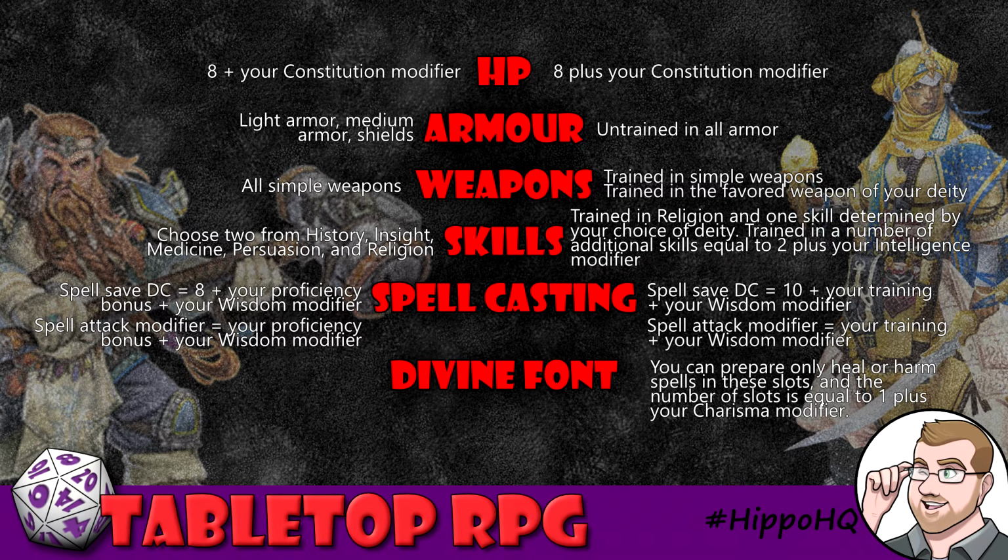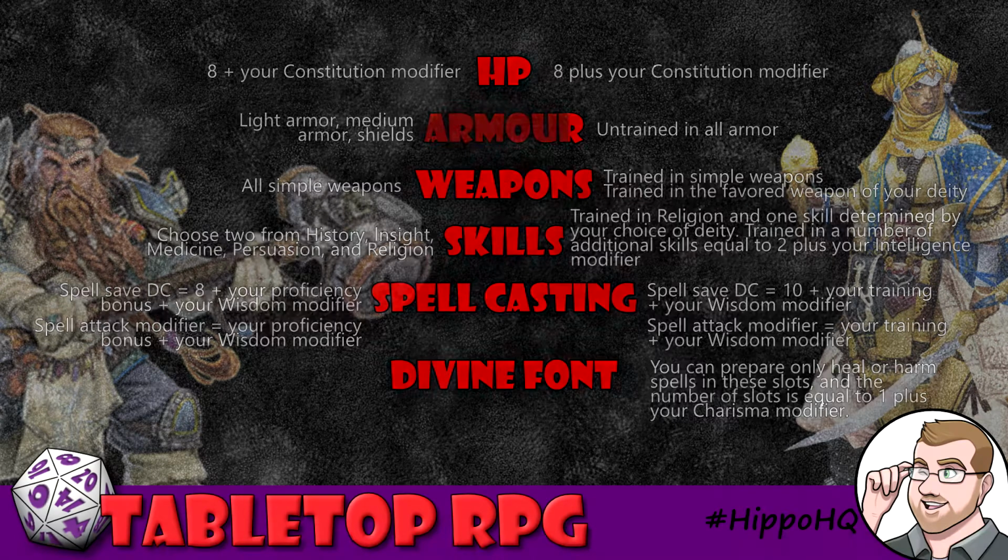This lets you cast Heal or Harm if you're an Evil Aligned cleric, once plus your Charisma modifier per long rest, letting you heal or harm others without having to sacrifice a spell slot. Sadly, D&D has nothing here.